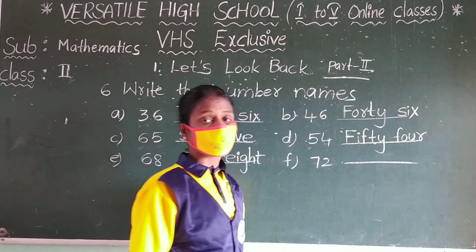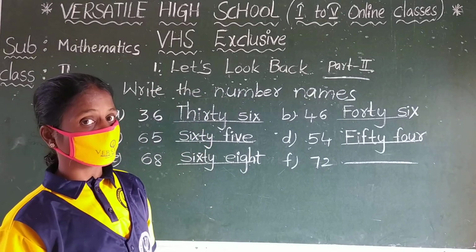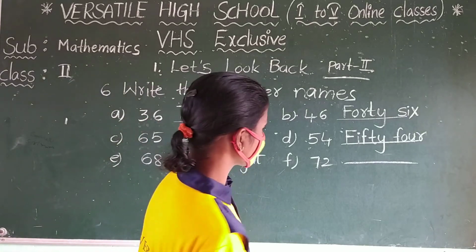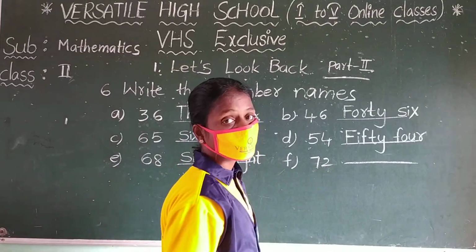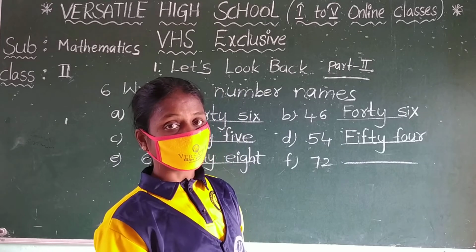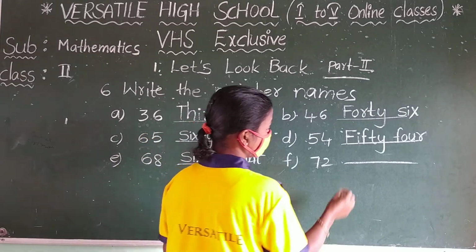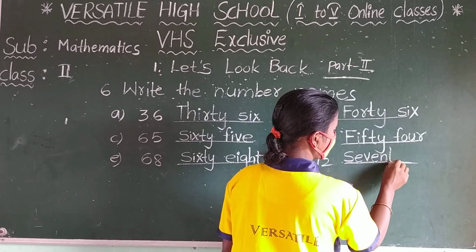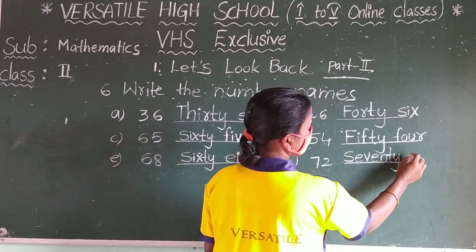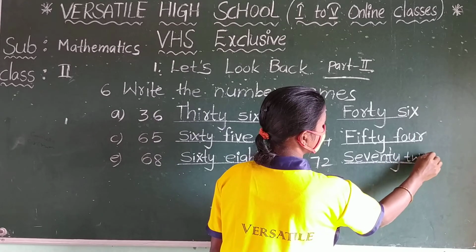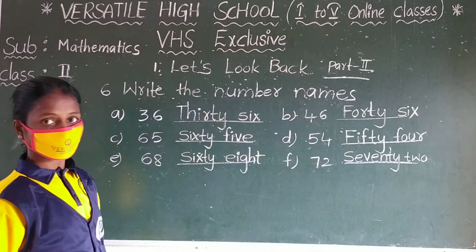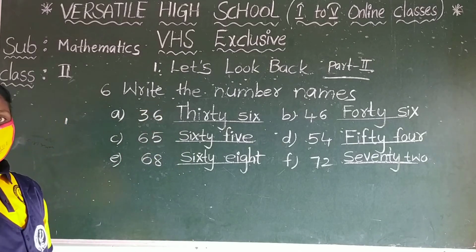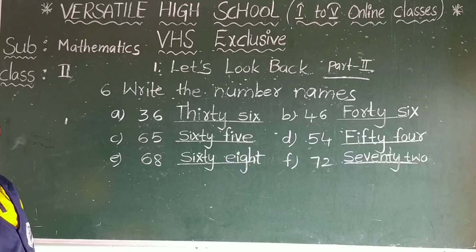Write down neatly in your textbook, only with a pencil. Now 72. What is the spelling of 70? S-E-V-E-N-T-Y, seventy, and two. Seventy-two. So, children, these are the number names of the given numbers. Write them in your notes.